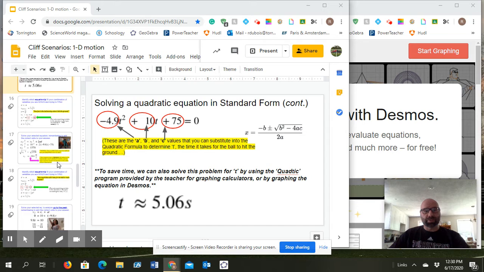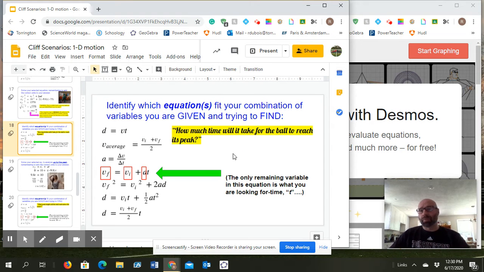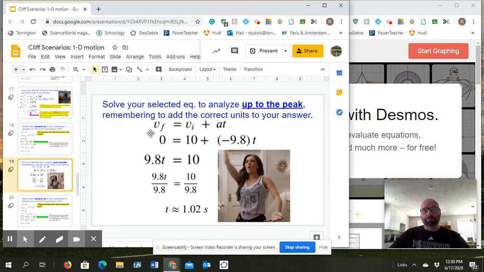And then we also analyzed this scenario, the ball being thrown up from the edge of a 75-meter cliff, to figure out some characteristics about its peak when it's at its maximum height, because at that exact instant, it's not moving. And so we were able to figure out, using VF equals VI plus AT, that the ball would reach a final velocity of 0, not final velocity ever, but for analyzing up to the peak at that instant, its velocity was 0. If it went up at 10 meters per second and gravity is pulling down and slowing it down at a rate of 9.8 meters per second squared on the way up, it would take 1.02 seconds to reach its peak.